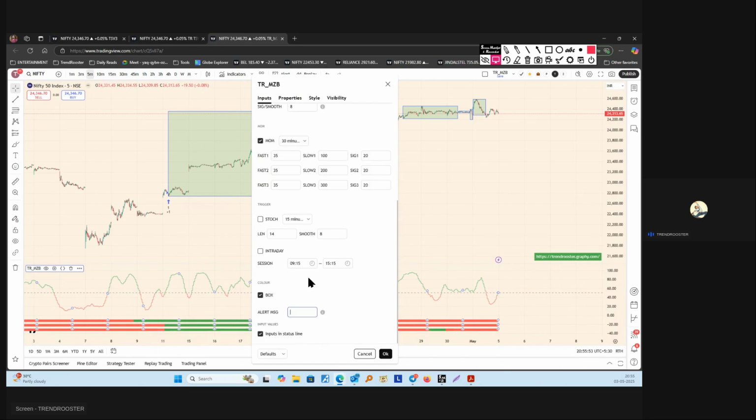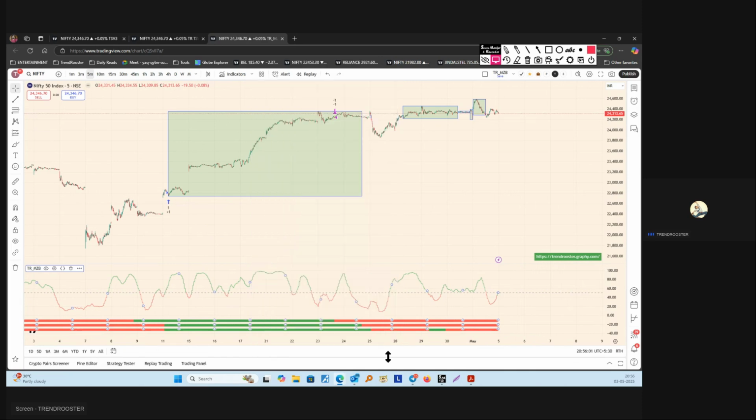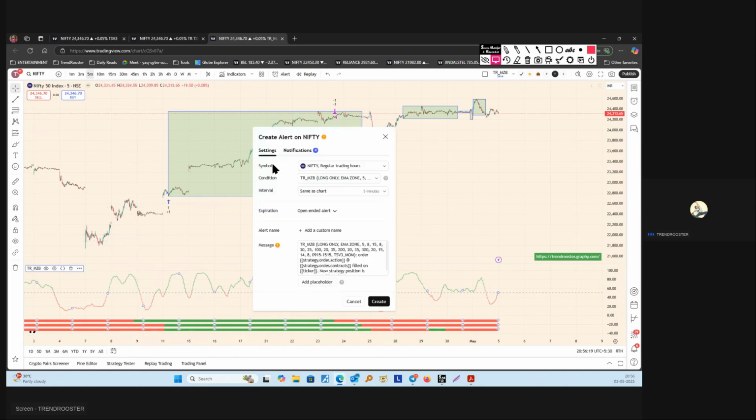You can say this is a TSV3_mom. You put that there whenever you are exporting. Whenever it triggers, you have it automatically push this custom text to your Tradetron or any other algo bridge out there. For example, I'm going to create an alert, add alert.